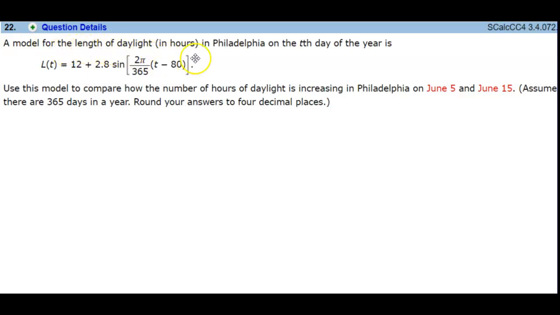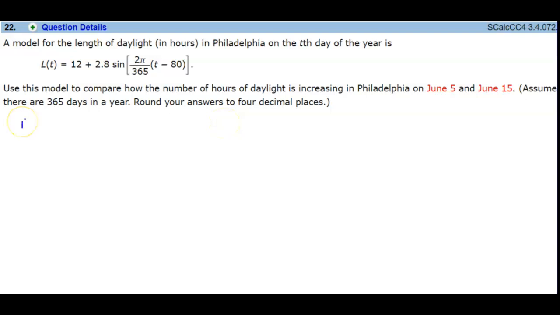A model for the length of daylight in hours in Philadelphia on the t-th day of the year is L of t, which is equal to 12 plus 2.8 times the sine of 2 pi over 365 times t minus 80. We want to use this model to compare how the number of hours of daylight is increasing in Philadelphia on June 5th and June 15th. Assume there are 365 days in a year. Round your answers to 4 decimal places.